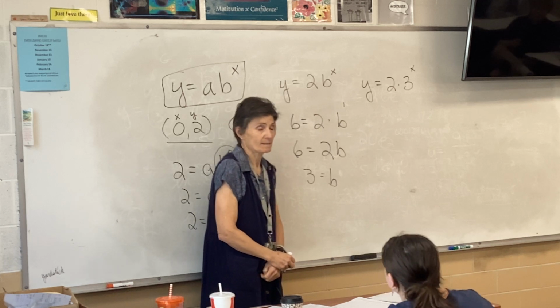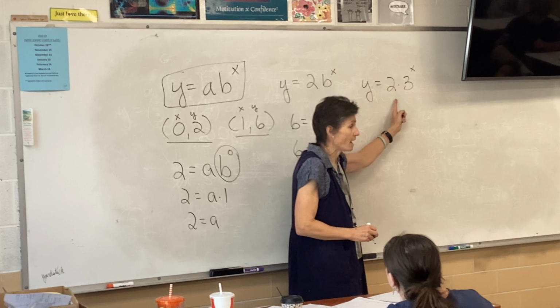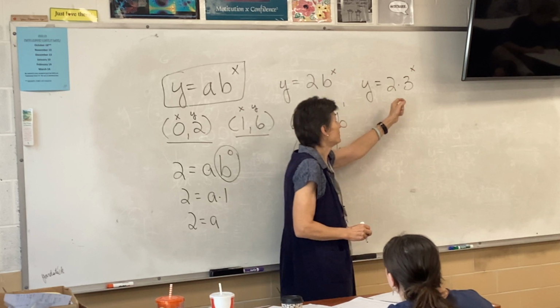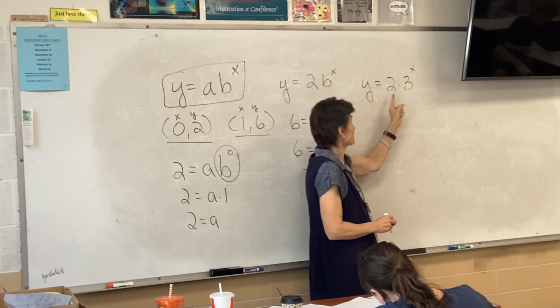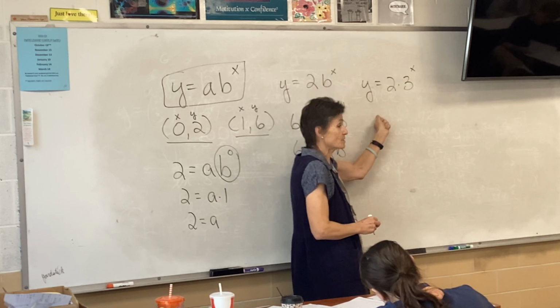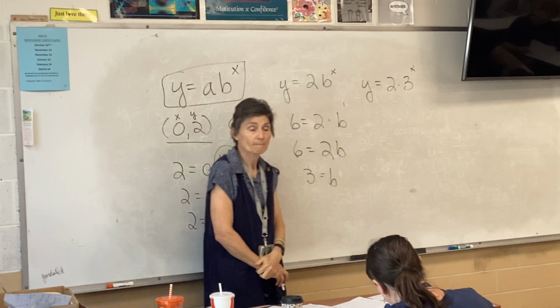Now please, never multiply these together. This is not 6 to the x. These are two separate things. That one has an x, this one doesn't. This is your equation. 2 times 3 to the x.